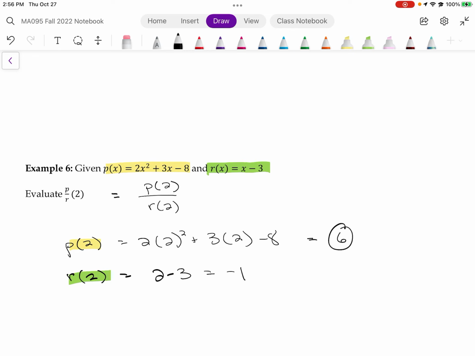So now we're going to use this one and this one for p and r, and we're going to plug them in. I forgot to highlight my r. We're going to plug those in, and we're going to get 6 over -1. So p of 2 is 6, r of 2 is -1, and we get -6. So the answer to this p over r of 2, and this really should have that around it, is -6. Okay, that's all I've got.